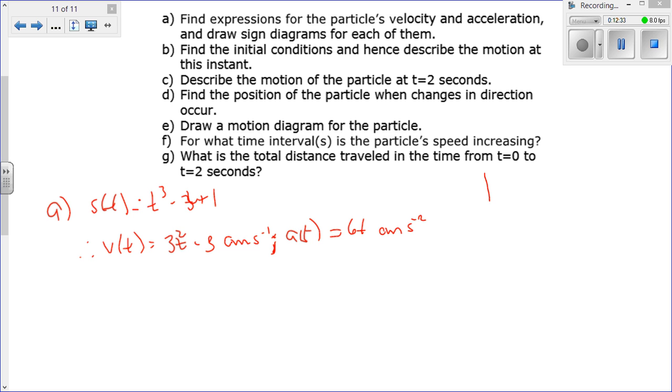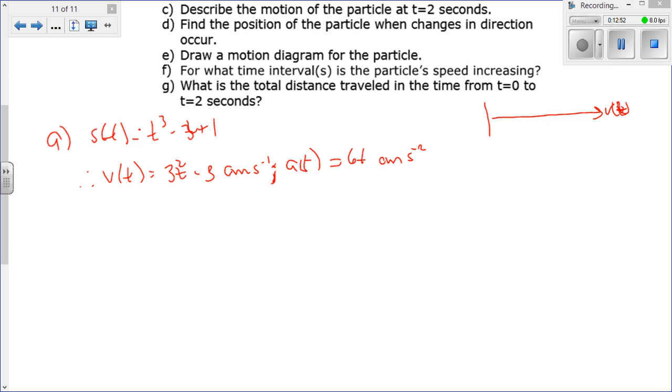So if I draw a sign diagram for v of t, I need to figure out when my derivative is 0. So let's see here. I'm going to factor that.